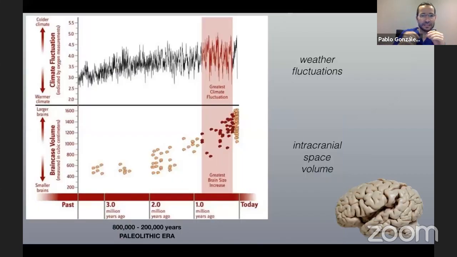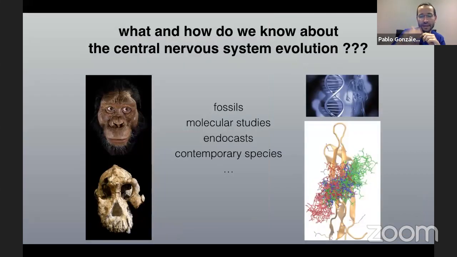And this is a very nice graph in which you can see in the Paleolithic era how the intracranial volume of our skull has been increasing, but you can see an exponential increase of this size in a relatively short period of time. And this increase of the size was coinciding with the greatest climate fluctuation. So this is how important the weather fluctuations are in order to help our intracranial space volume to develop. So again, the environment is affecting the evolution.